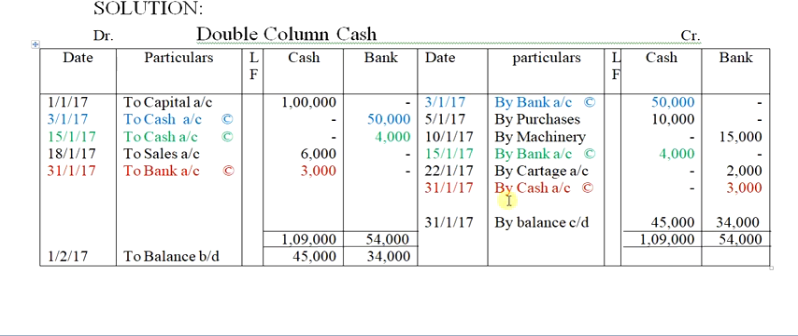This will be treated as closing cash and bank balance. It should be written on last date, 31st Jan 2017 of that month, by balance carried on, closing balance. Again the next month it will be brought down on 1st Feb 2017, to balance brought down 45,000 and 34,000. My dear students, you can pause the video and you can write it.